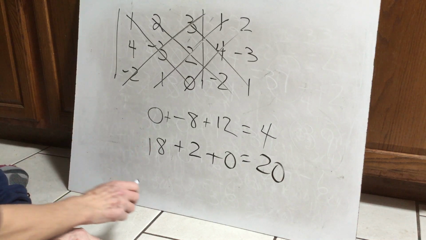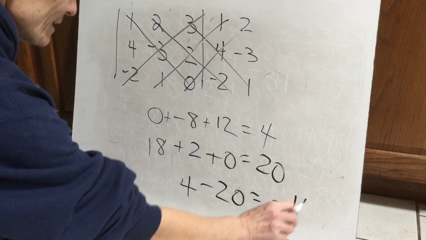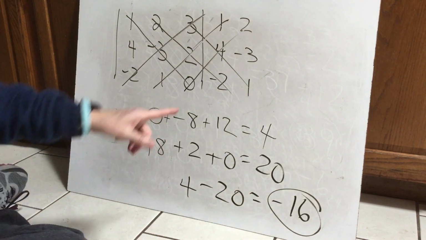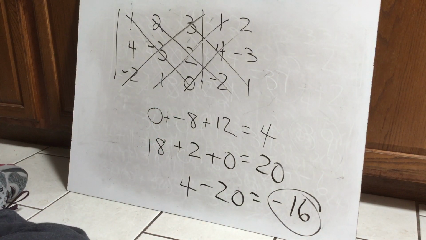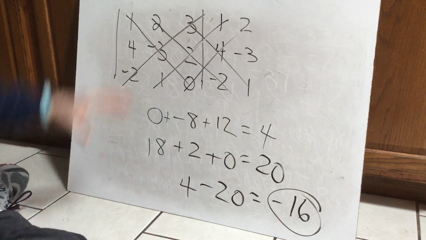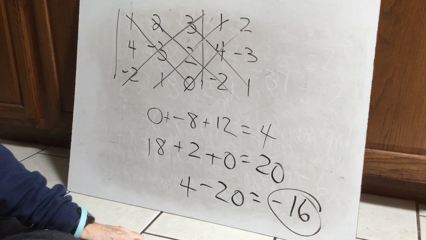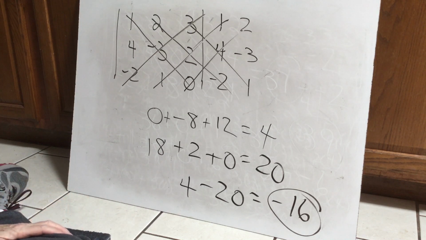Now the final answer is 4 minus 20, -16. The final answer is always the first answer you got minus the second one. So it's these answers minus these answers. So the answer is -16. That is pretty easy, isn't it?